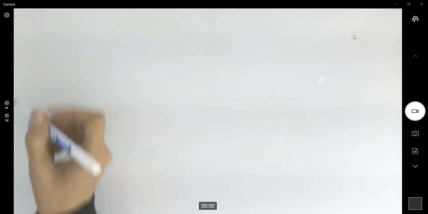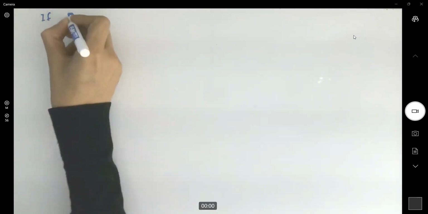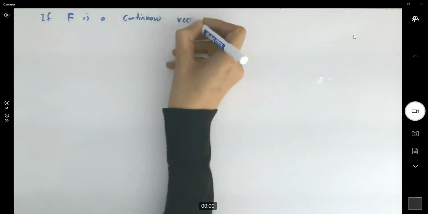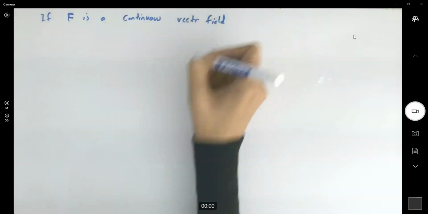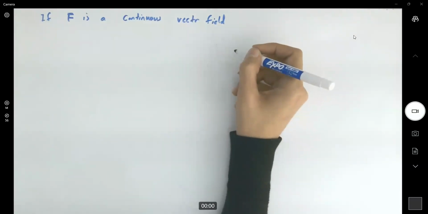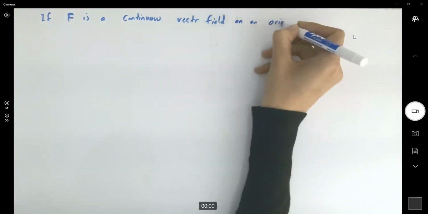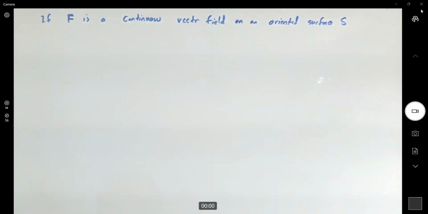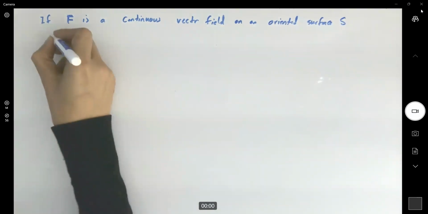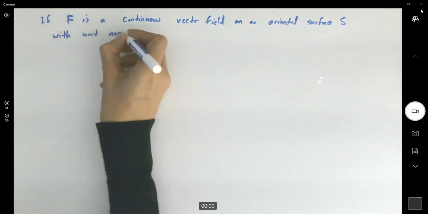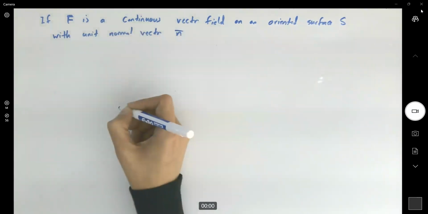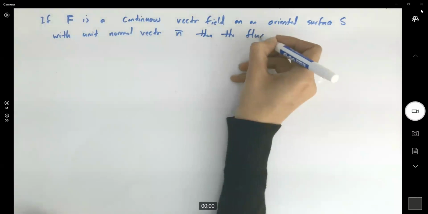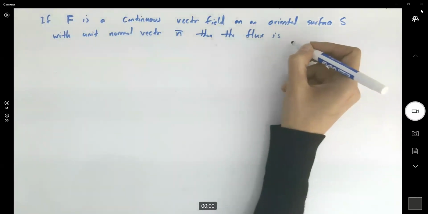Just a quick reminder about the flux. If F is a continuous vector field, and you have an oriented surface like S, with unit normal vector n, then the flux is the surface integral of F over S.